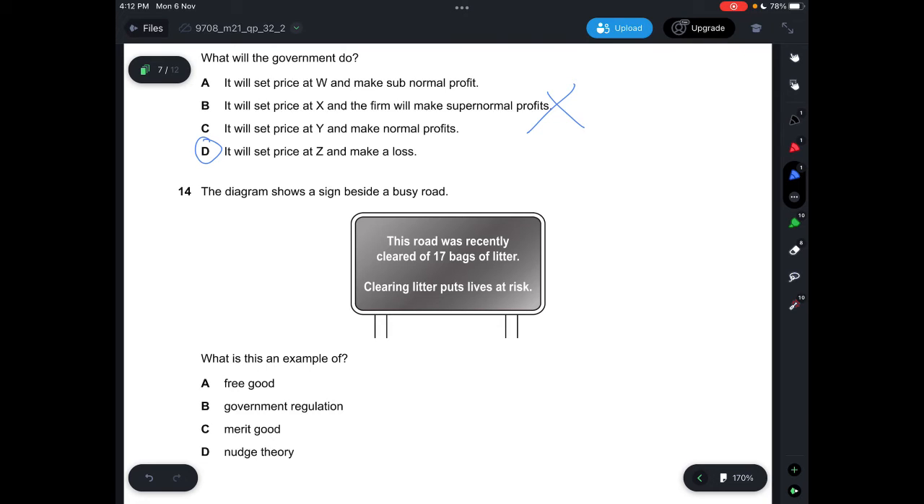So this one means that this is nudge theory, because there's no action taken against people who throw, just telling them to not do so. If it's free good, it's not correct, because free good means that the item itself is completely free, like air or something. But here it's talking about rubbish, so this is not the answer.